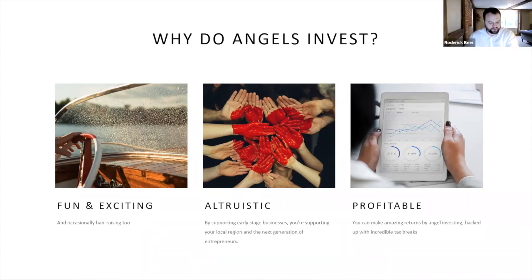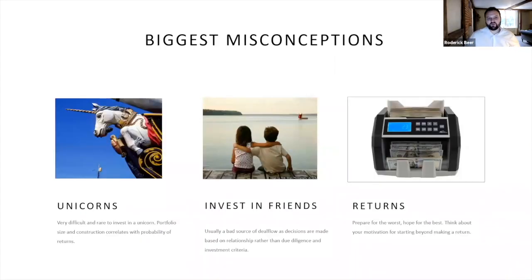Awesome. So look, we're going to kick off by covering a few of the biggest misconceptions as well. Let's have a chat about this, Andy. First of all, it's not about unicorns. Unicorns are rare. That's why they're called unicorns. There's only a handful of them as well, and it's not necessarily about investing in a unicorn that gets you great returns. It's about investing in really good scalable businesses.